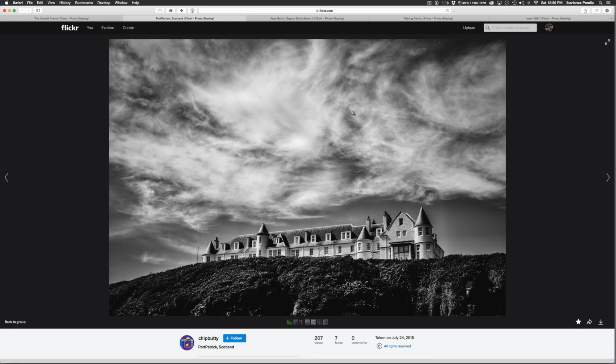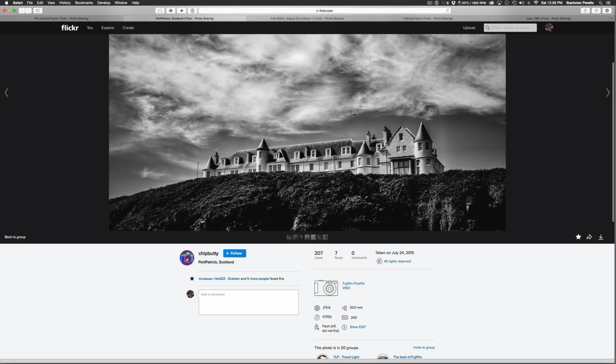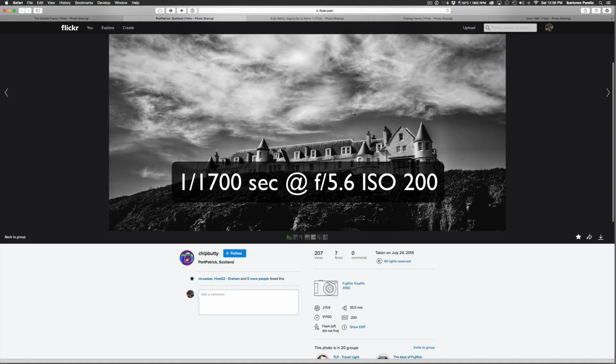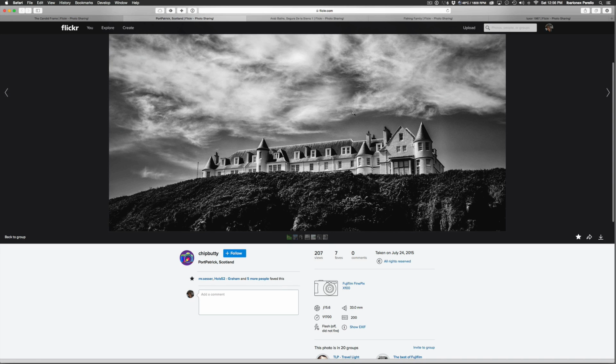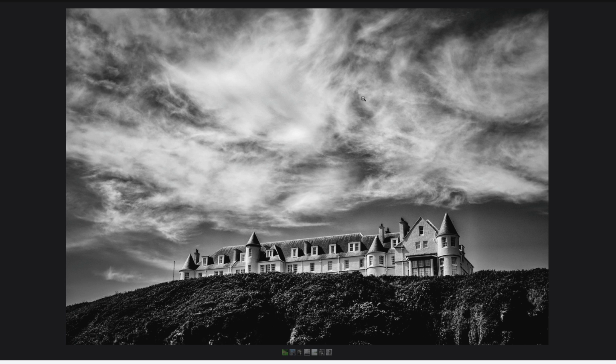The first shot we have by Chip Buddy, taken out in Scotland, shot with a Fuji X100 at 1/1700th of a second, at 5.6 at ISO 200. This looks like, I'm assuming, a hotel or older building, and I really like the way this shot reveals this place within the context of the environment.